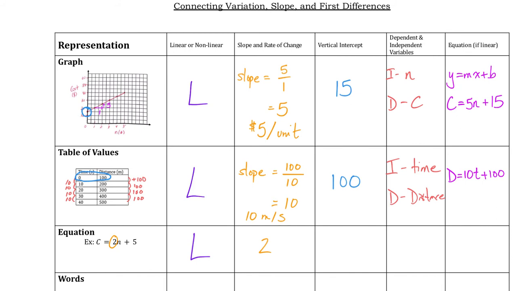What does that make my vertical intercept? I can also read that. That is 5. My independent variable would be N. My dependent would be C. And I do not need to write the equation because the equation was given. Nice. Again, hopefully that one went well.